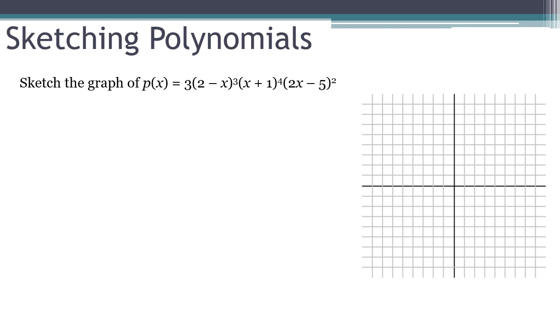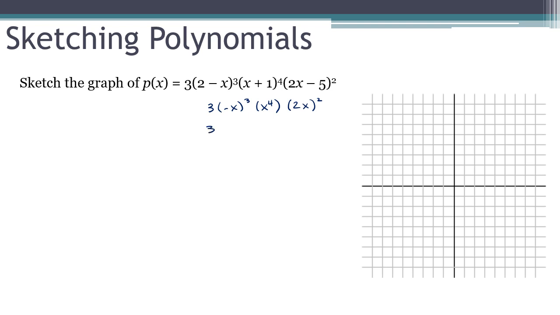All right, so remember the end behavior, it depends on the x term in each factor. So I'm going to start with the 3. I'm going to get negative x to the third from the first factor, x to the fourth from the second, 2x squared from the third. All right, so let's multiply these out then.